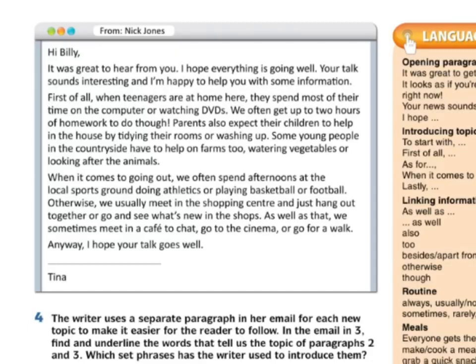When it comes to going out, we often spend afternoons at the local sports ground doing athletics or playing basketball or football. Otherwise, we usually meet in the shopping center and just hang out together, or go and see what's new in the shops. As well as that, we sometimes meet in a cafe to chat, go to the cinema, or go for a walk. Anyway, I hope your talk goes well.